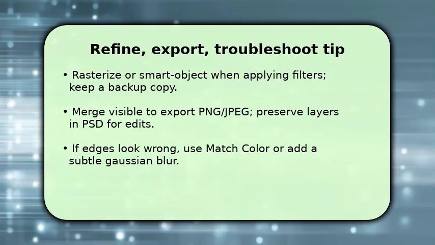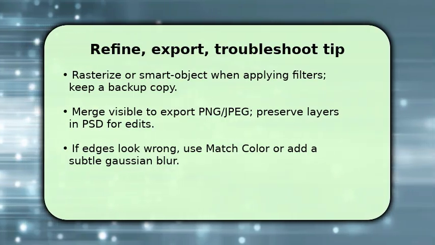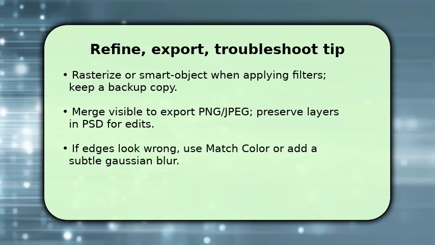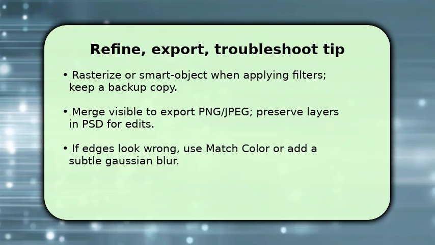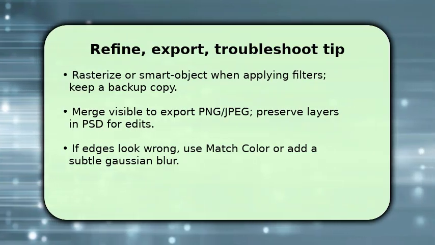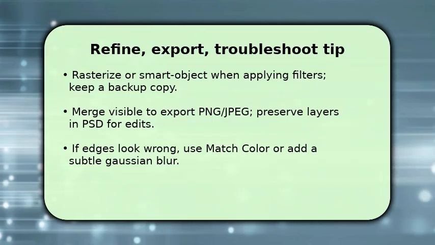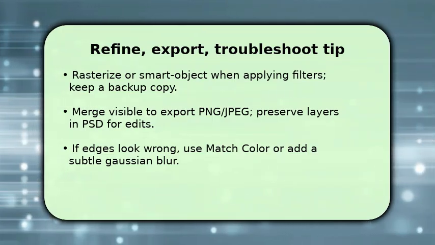You should convert the text layer to a smart object if you plan filters, or rasterize for pixel edits. Keep a PSD copy with layers intact. When ready, save as PNG for transparency or JPEG for flattened images. Make sure color and contrast match the scene by nudging levels or using match color.